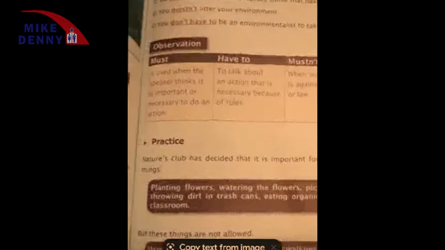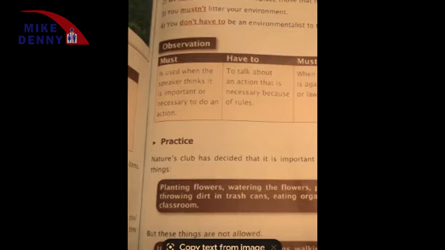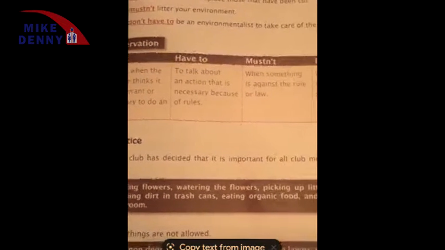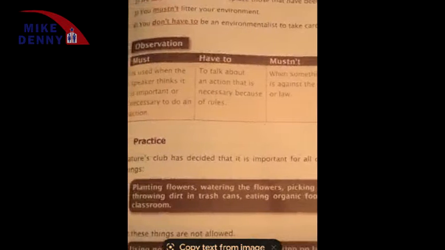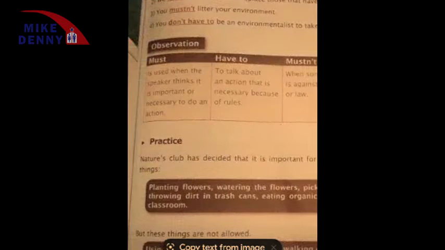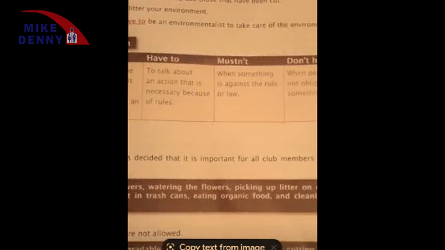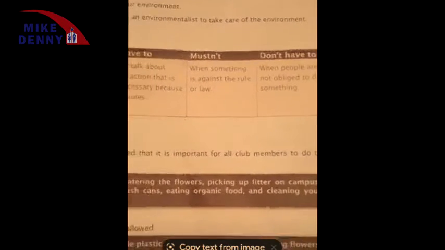Let's look at it together. 1. We must take care of the environment. The underlined word is must. You are obliged to. 2. We have to plant trees to replace those that have been cut. 3. You mustn't litter your environment. 4. You don't have to be an environmentalist to take care of the environment.